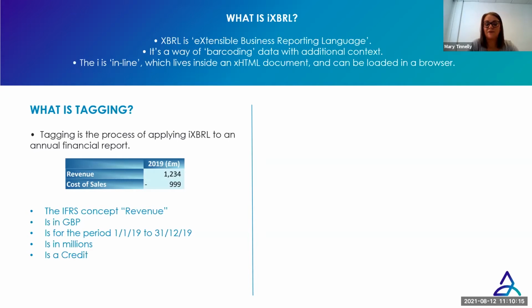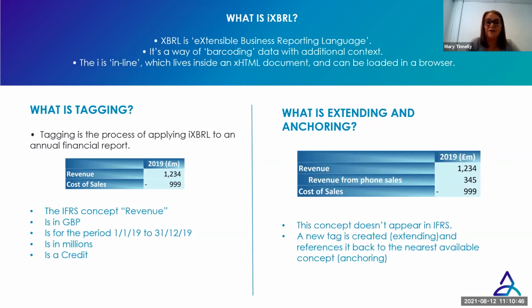Now, when it comes to ESEF, there is the addition of the use of extension and anchors. And essentially what that means is that unlike your existing tagging, if you're familiar with it for your stat reporting for HMRC or for Irish revenue, for ESEF, if there's a line item in the annual report with no corresponding tag for it in the ESEF taxonomy, we then have to go and create a tag and anchor that back to the nearest item in the taxonomy. And that's referred to as extending and anchoring. So if we now look at the example on the screen, revenue from phone sales, that is obviously not an IFRS concept.